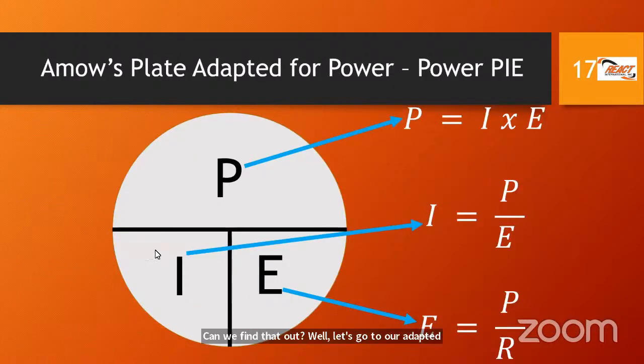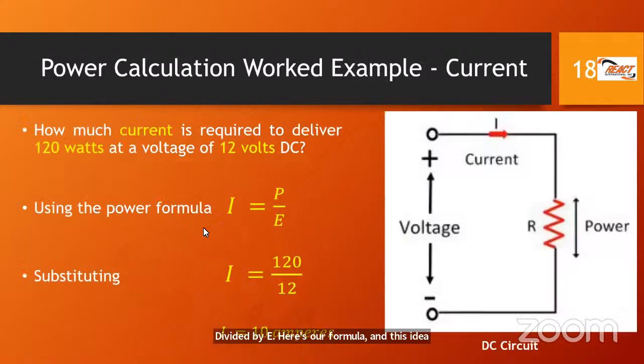Yes, we want to find the current. So we say I is equal to P divided by E. Here's our formula on this side here. So that's the form that we need to use. And here it is. So we use the formula I is equal to P over E. So we have the formula.